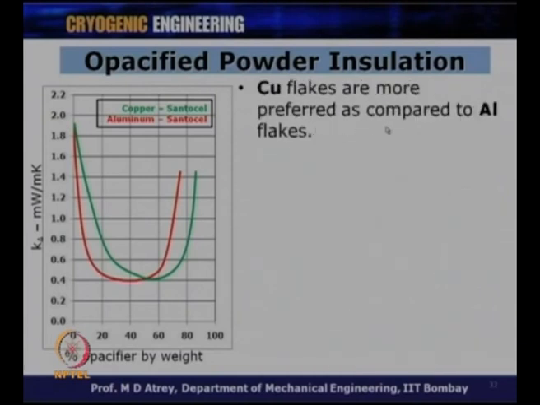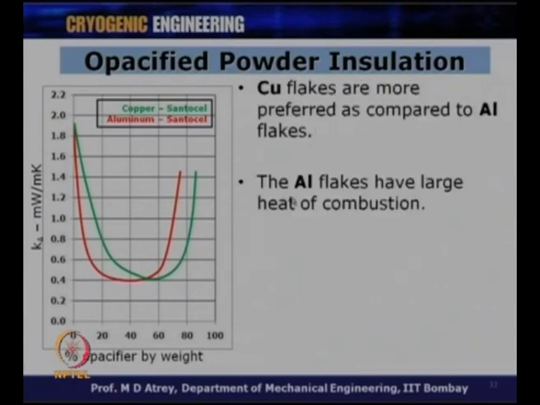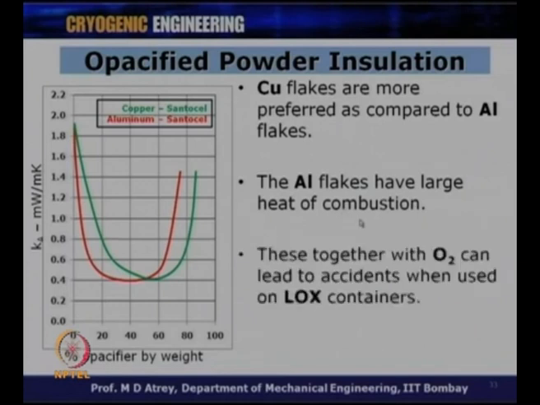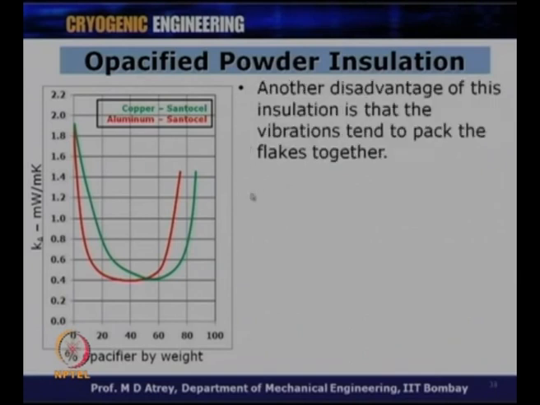Copper flakes are more preferred as compared to aluminum flakes. The aluminum flakes have a large heat of combustion, and that is why copper flakes are preferable. These together with oxygen can lead to accidents when used in LOX condition. Therefore, aluminum should not be used, or normally is not used. Now, the disadvantages: one, we talked about, is that copper is preferable.